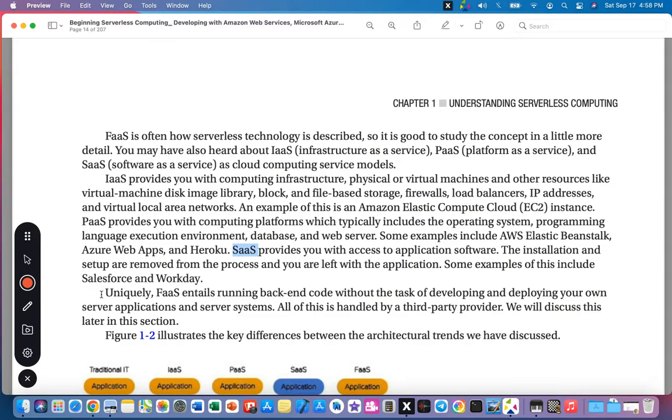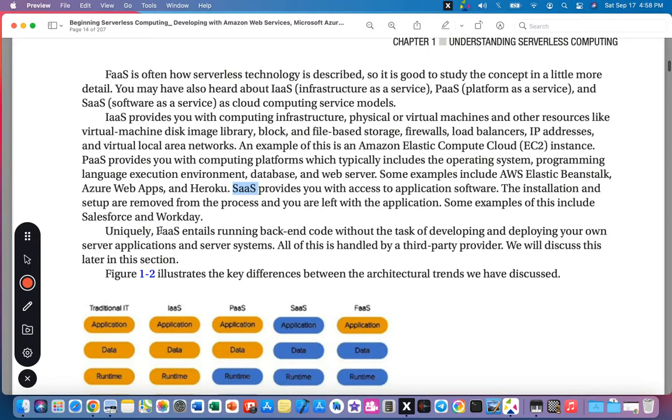And function as a service entails running back-end code. Sorry, let's reread this. Function as a service entails running back-end code without the task of developing and deploying your own server applications and server systems. All of this is handled by third-party providers. We will discuss this later. So we have this thing, right?